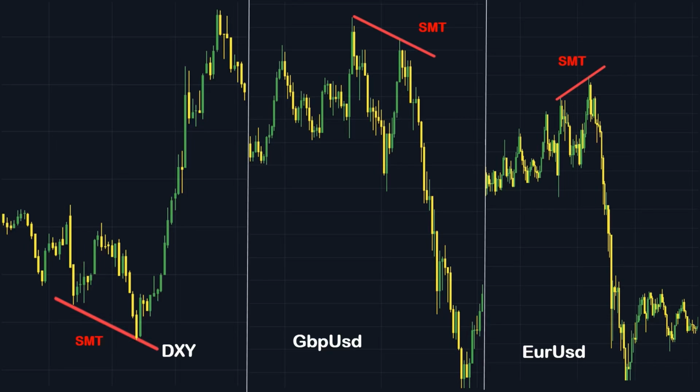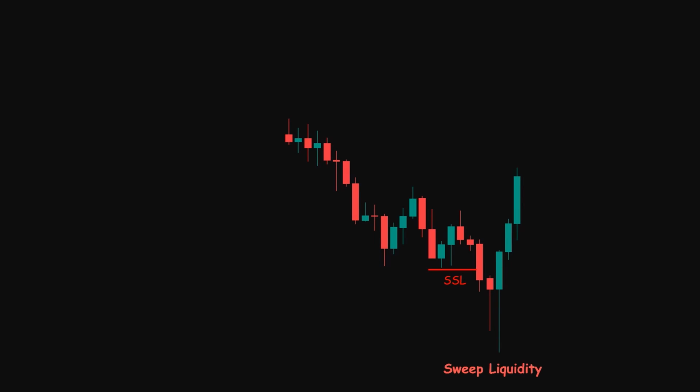Speaking of reversals, let's go over the order in which they usually form. As we go through this list, keep the concept you picked earlier in mind. That'll help you understand how it fits into the bigger picture. So, most reversals tend to follow this pattern. 1. Sweep liquidity. This is where the market sweeps a major low, or high, to take out liquidity. If there's SMT divergence, you might not see a purge first.